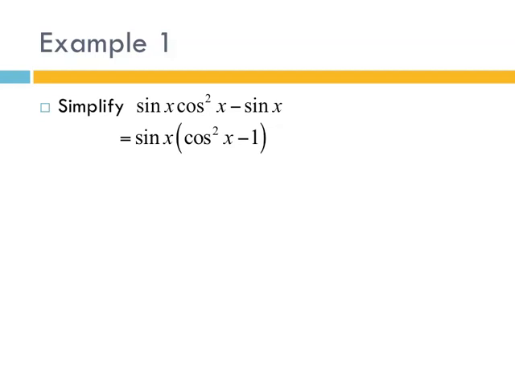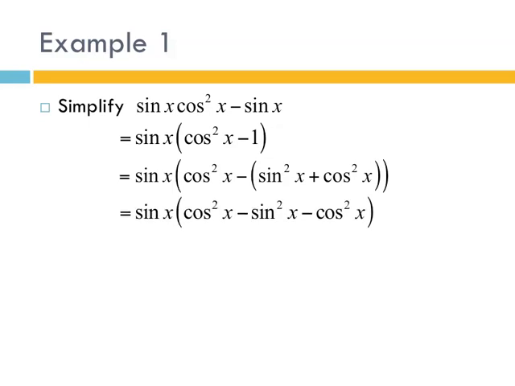So we can substitute the 1 with sine squared plus cosine squared. Make sure you put it in parentheses so that the entire thing is subtracted. And then we can distribute that minus sign, and that leaves us with cosine squared and minus cosine squared canceling. So we're left with sine of x times negative sine squared x. And now we can multiply that together to get negative sine cubed x.